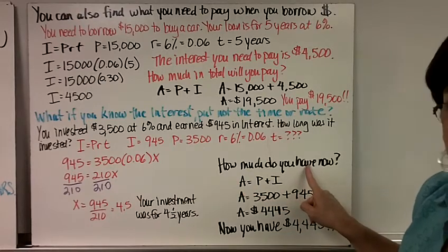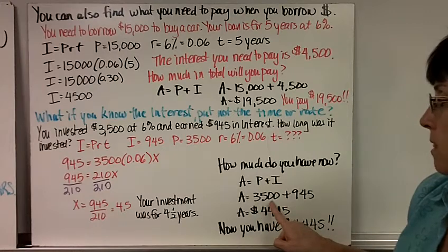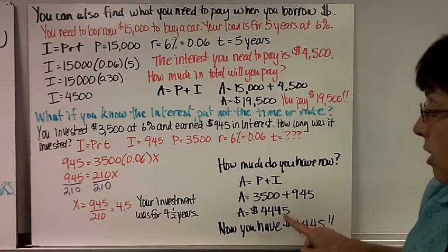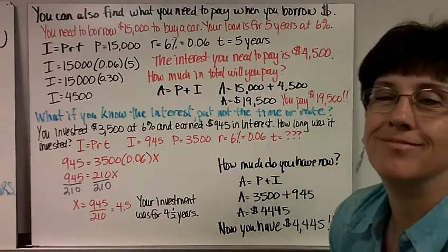How much do you have now? Remember, your total amount is principal plus interest. So you invested $3,500, you made $945, so now you have $4,445. Yay! That's it.